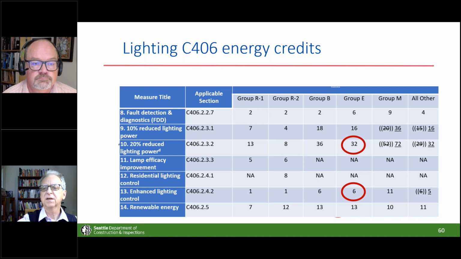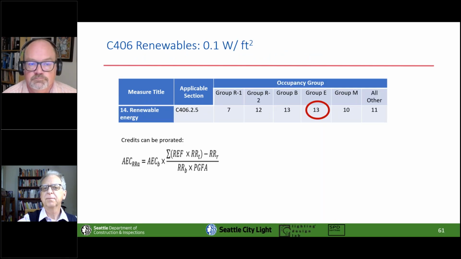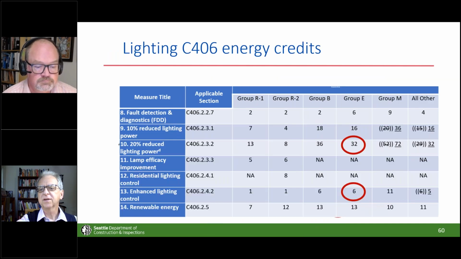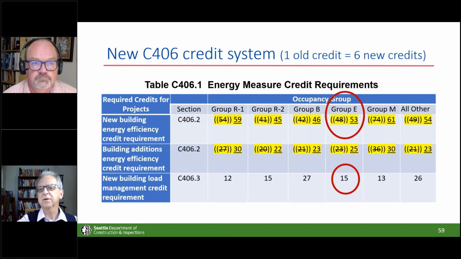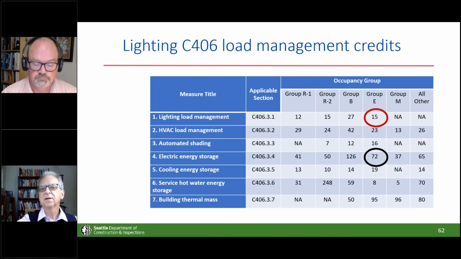But do move forward with confidence if you've got a good lighting design that doesn't need to soak up all that much power. Also, renewables can give you another 13 on there. So you look at that, and that has us about 90% of the way towards that 53-point total we need.